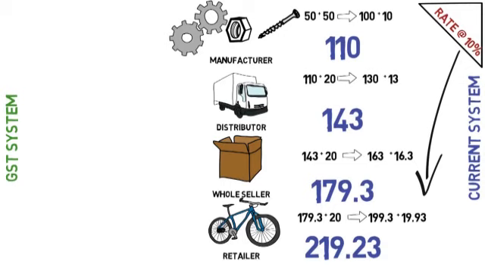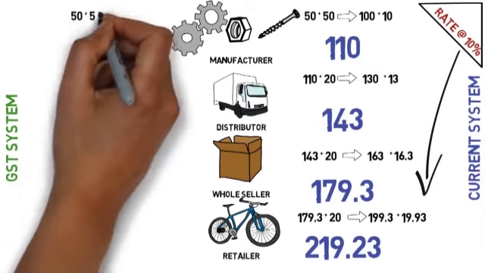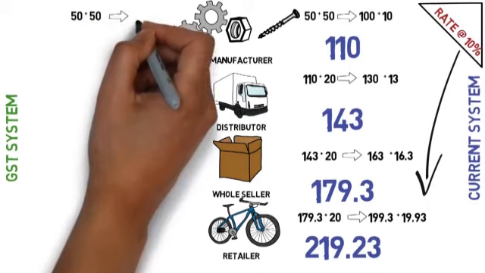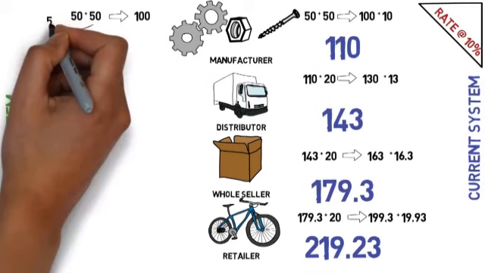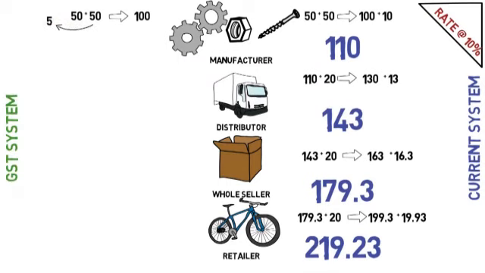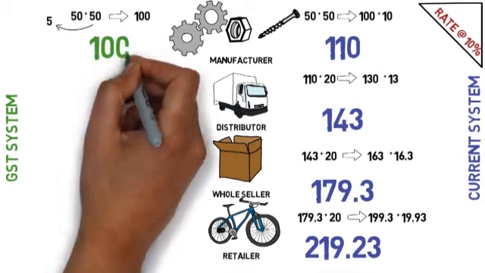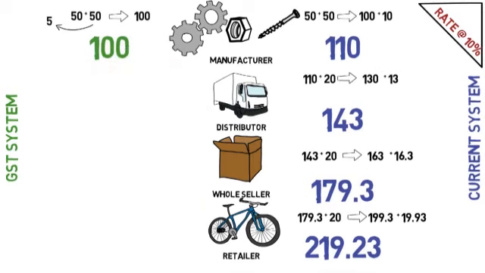Now we will take the same example in GST system. Raw material of 50 rupees and the manufacturing value of rupees 50 make the product of 100 rupees. But this time the manufacturer has to pay taxes on the value added by him, which is rupees 50. So he pays 10% of 50, which is 5, as tax from his profit. But the selling price will not increase and the cost of product for distributor is 100 rupees only.